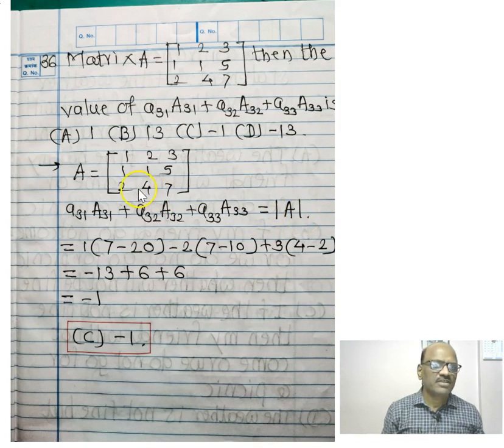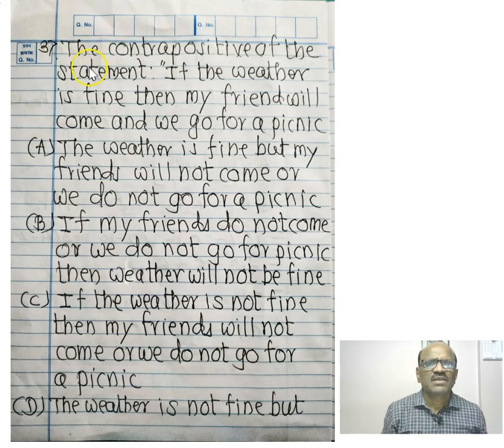If you find the determinant of this matrix, then 1 into 7 minus 4 into 5, that is minus 20. Again minus 2 times, 1 into 7 minus 2 into 5, that is minus 10, plus 3 in bracket 1 into 4 minus 1 into 2, that is 4 minus 2. After simplification, the value of that determinant is minus 1, and hence option C is the correct one. Now next question.